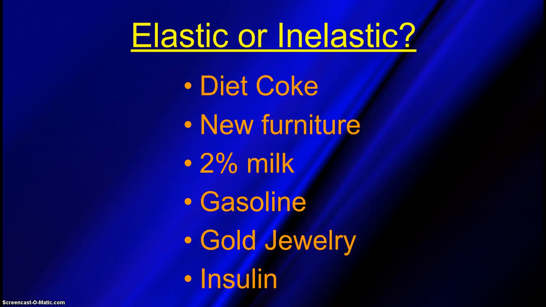And gasoline is going to be inelastic because it's a necessity item for most people, but it doesn't have very good substitutes. Gold and jewelry is going to be an inelastic item as well. And how about insulin? Do you need insulin if you're diabetic? Yeah, you're going to need that, so that's something that you're probably not going to care too much about what the price is because you need it to survive.